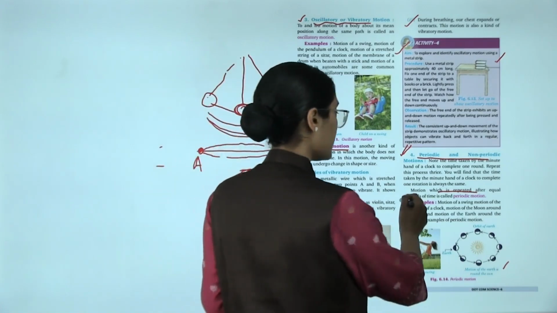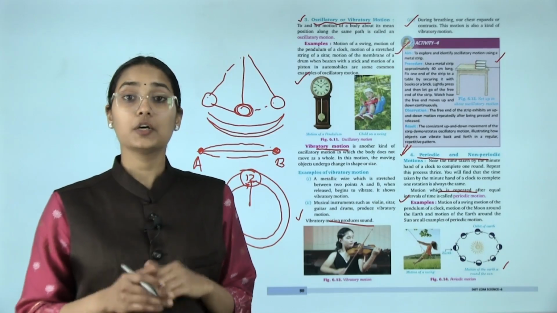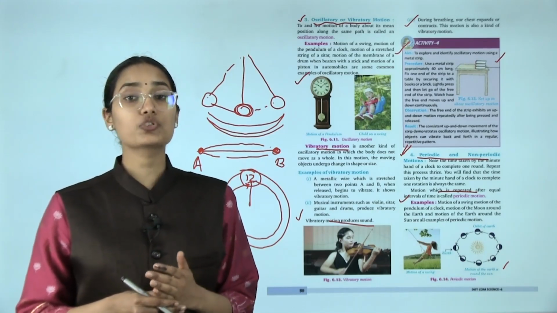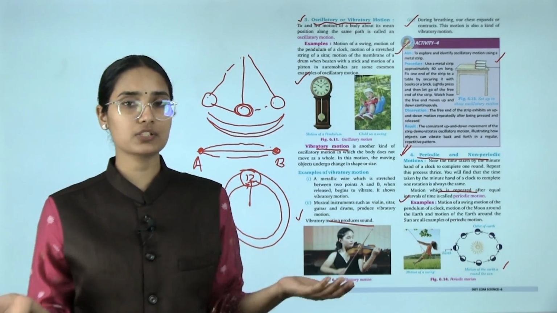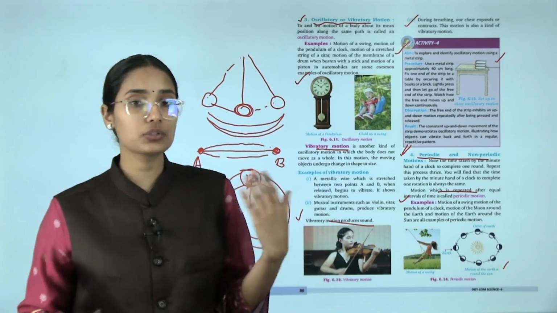Now examples are motion of a swing, motion of the pendulum of a clock, motion of the moon around the earth, and motion of the earth around the sun. These are all examples of periodic motion, right? They have a fixed interval. Now let's go to the next page.